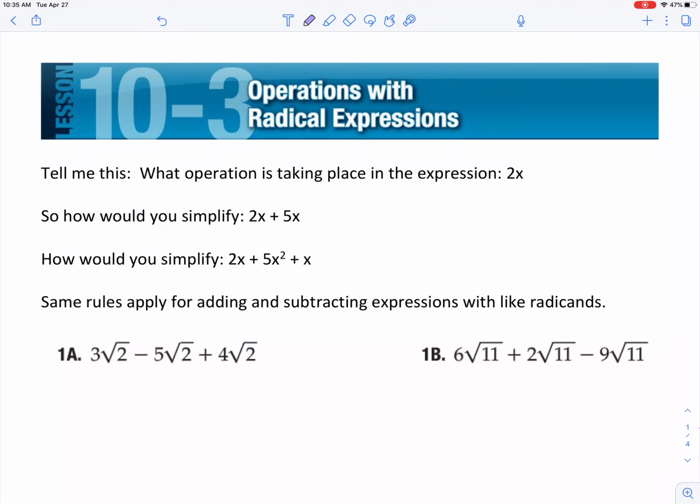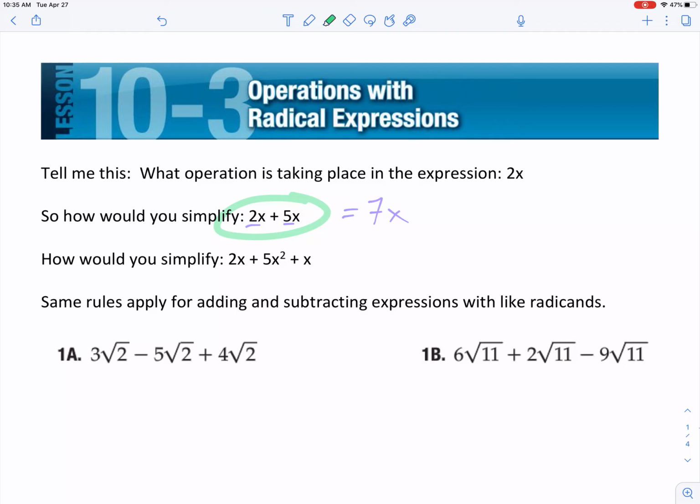Before we do this, let's review how you combine like terms. If I'd given you 2x plus 5x, you would say, well, that's easy, Miss Barnum. All I do is add the 2 and the 5, and that equals 7x. Now, you didn't make it x squared. You didn't make it 7 2x or anything like that. You just added the numbers. That was it, combining like terms.